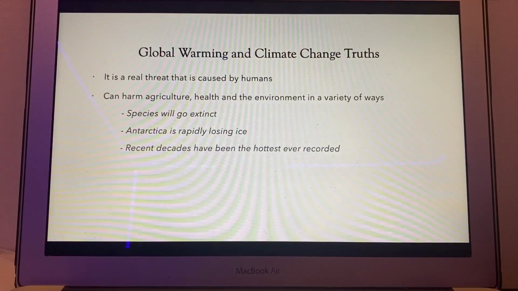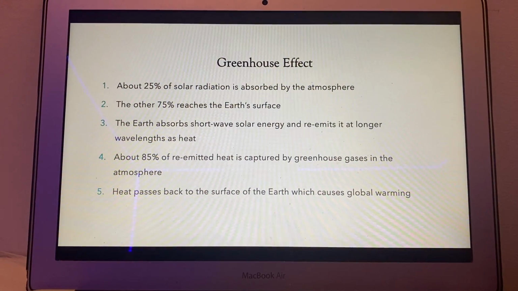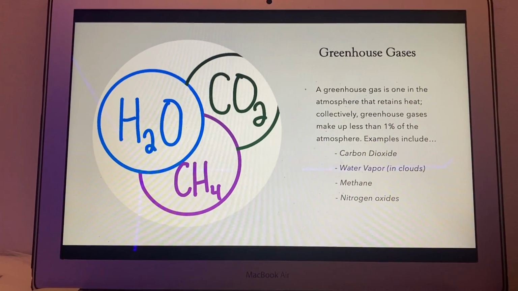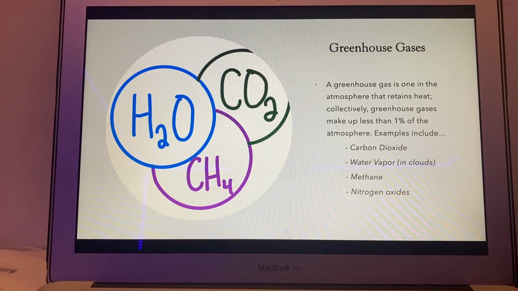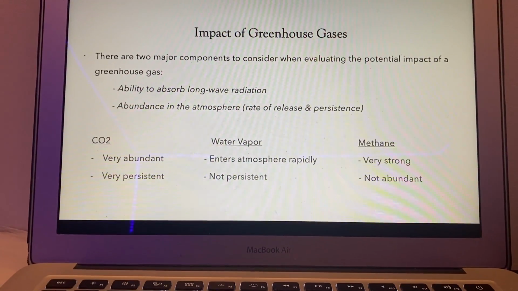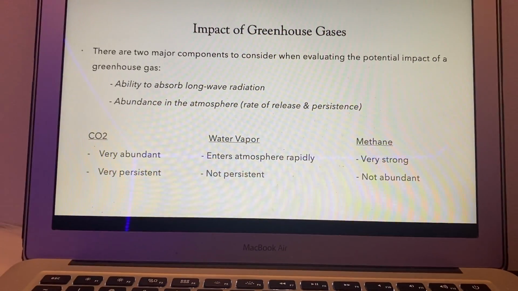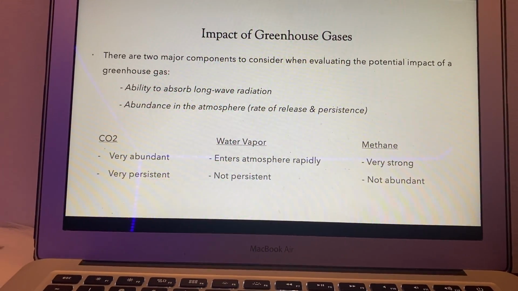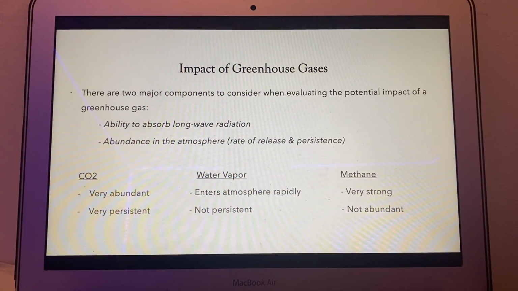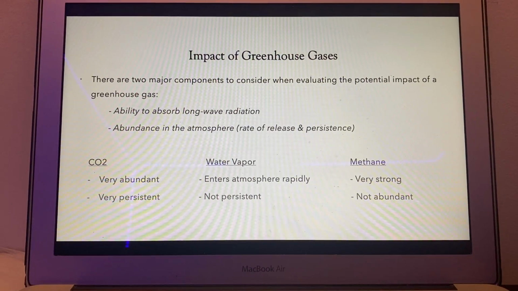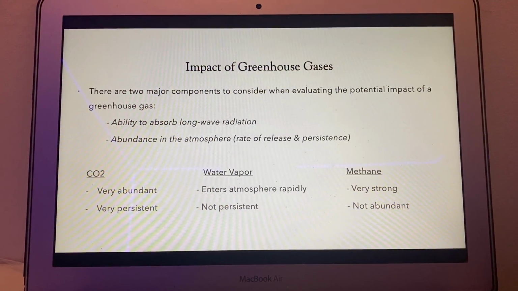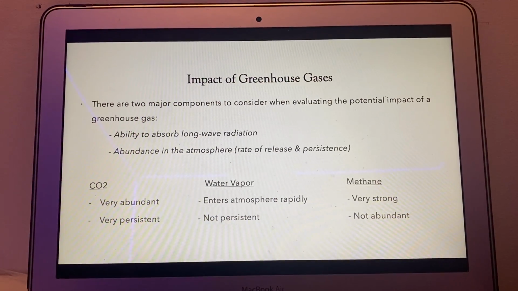Now, just to recap this unit, let's go through very quickly. Greenhouse gases, the main ones are water vapor, CO2, and methane. Methane is very strong. It has the ability to absorb long-wave radiation, about 33 times as strong as CO2, but it is not nearly as abundant as CO2 is in the atmosphere. Therefore, CO2 is the most prominent of the greenhouse gases and plays the largest role within global warming due to its high abundance and also its ability to persist within the atmosphere for many years.